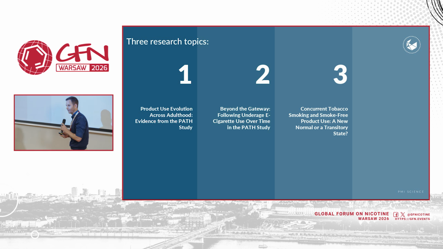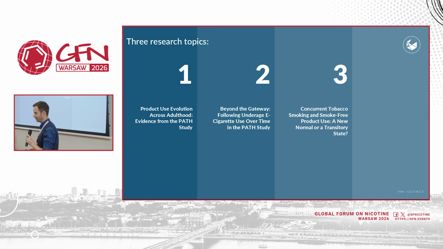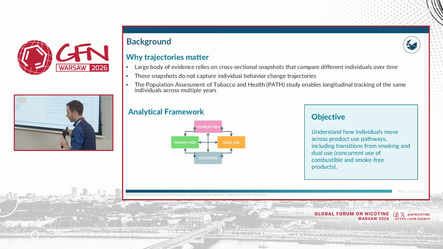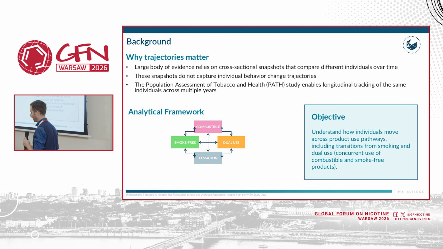Another bold claim is that dual use is a transitory state that is expected and should not be feared, but is the way an exclusive smoker in the end becomes an exclusive smoke-free products user. Again, take it with a pinch of salt, but I will guide you through it in the next couple of minutes. So, about the data set, and why do we use this data set?